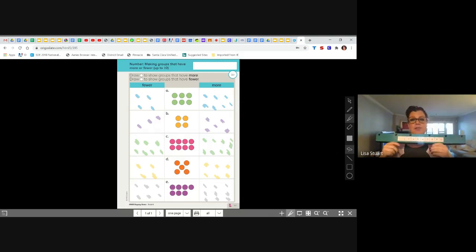If you don't have a number line, all you have to do is write numbers to 10, and that will help you with your assignment today.